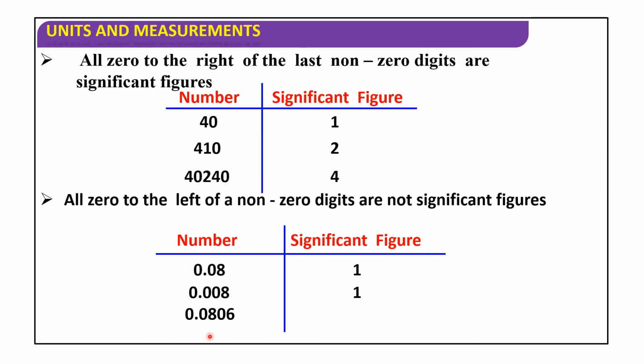Next, 0.0806 has 3 significant figures. Here the two zeros are not significant figures, so 806 are the significant figures. So its significant figures are 3. Okay.